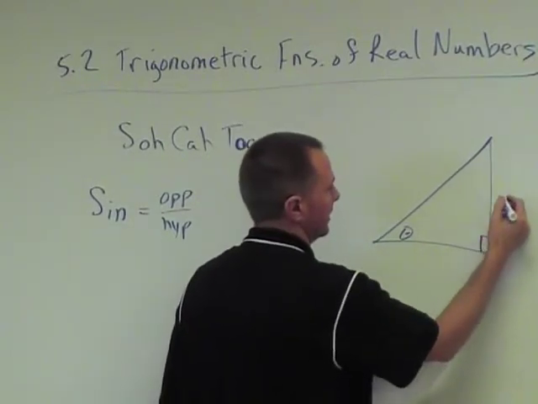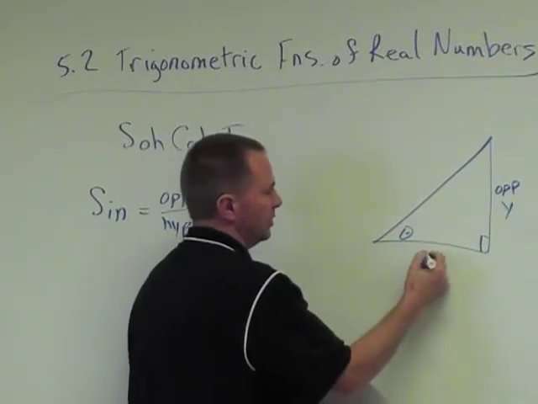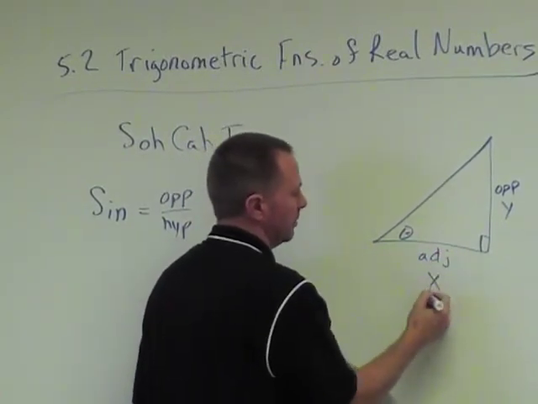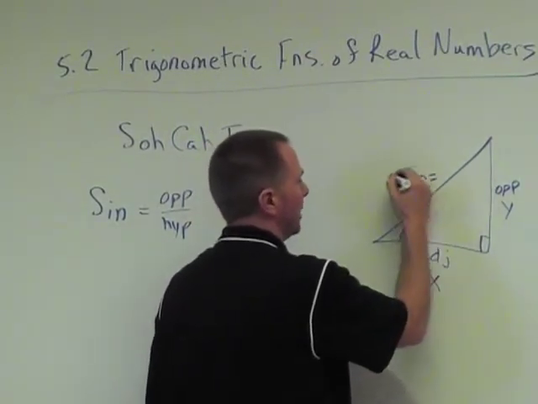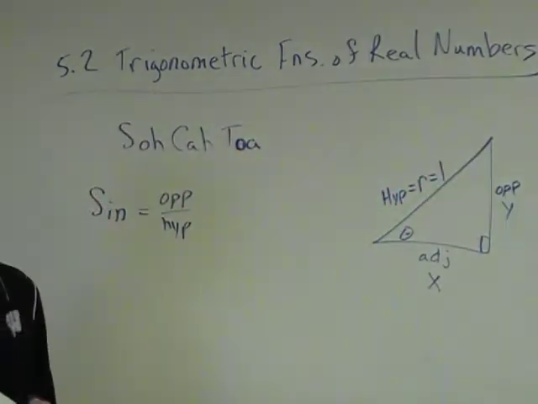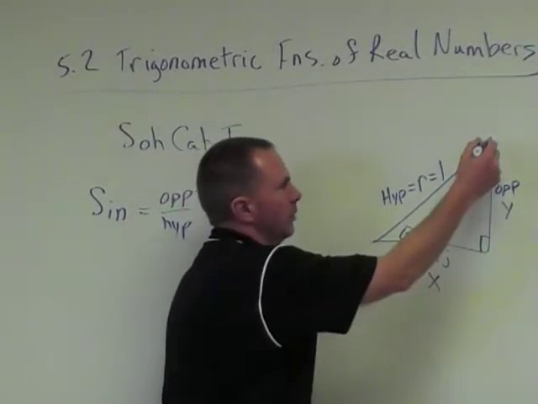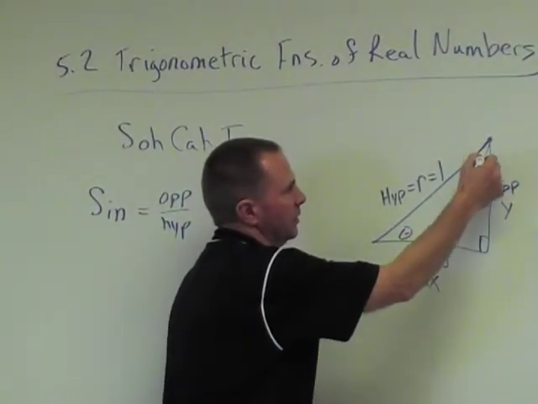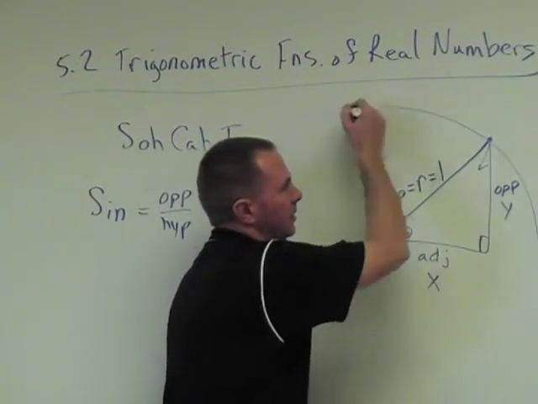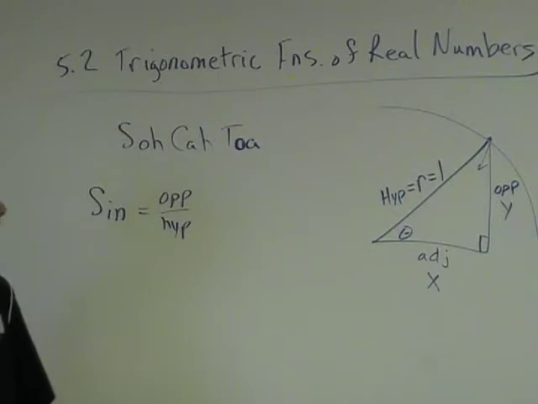Opposite, this leg here, is your opposite. This is always going to be y. The adjacent is always going to be x. And r is your hypotenuse. That's always going to be 1. In the unit circle, we're never up here at the circle looking the other direction. Okay? So as the circle goes around, your opposite leg is always your y, and your adjacent leg is always your x.